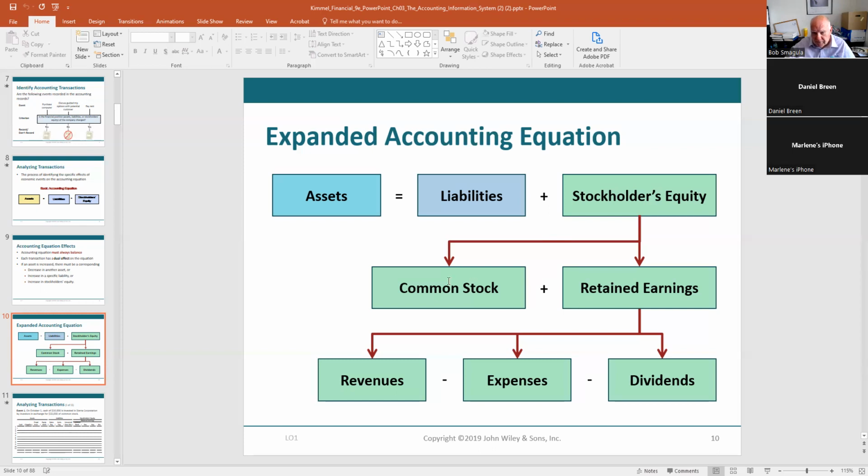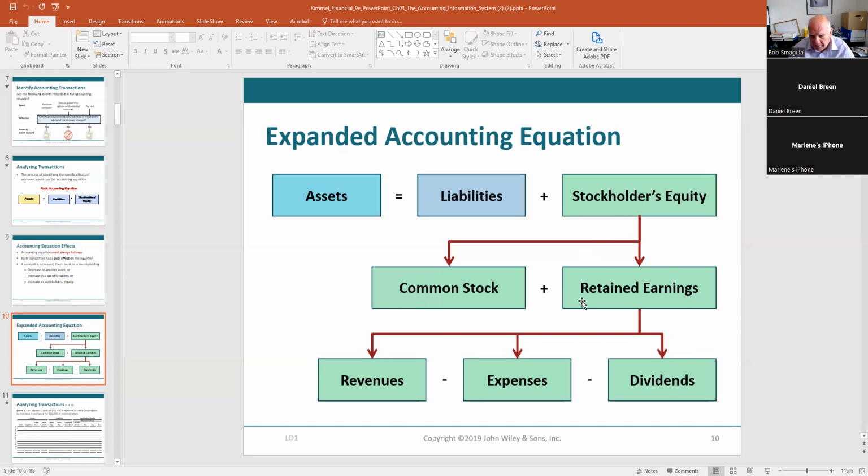Common stock. You notice that the arrow stops there. Once you issue common stock to the public or preferred stock, that number is never going to change unless you issue more stock to the public, okay? So the common stock number is a one-time thing. But the other component of stockholders' equity is called retained earnings. Retained earnings is an equity account.